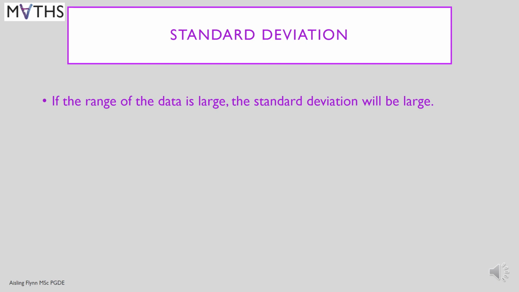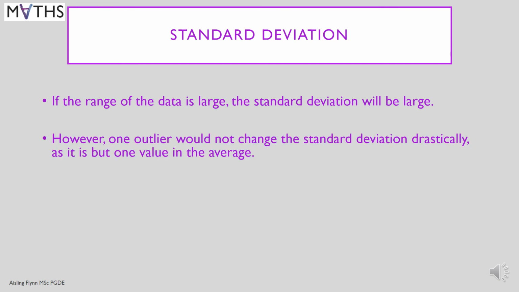Now if the range of data is large, the standard deviation would be large, so if it's spread widely. However, one outlier would not change the standard deviation drastically, as it is but one value in the average. So that's why standard deviation would be better than using the range. Okay, so because you're getting averages.